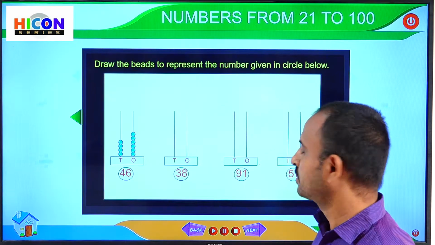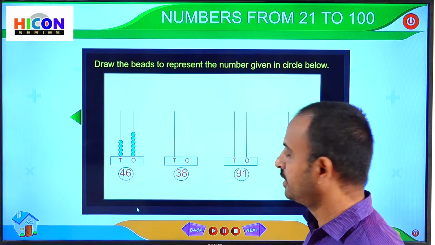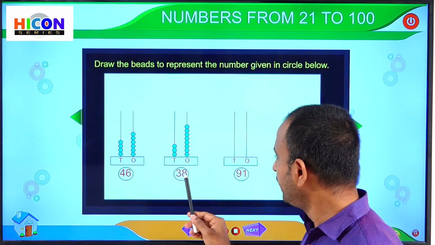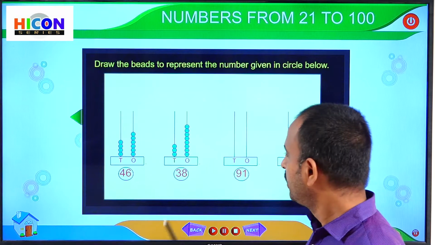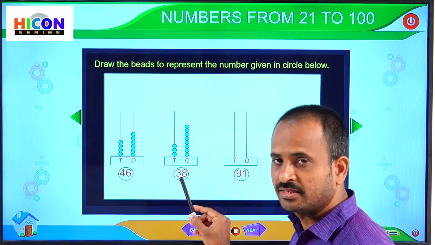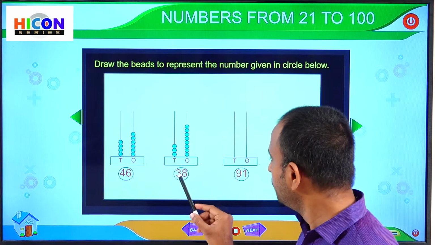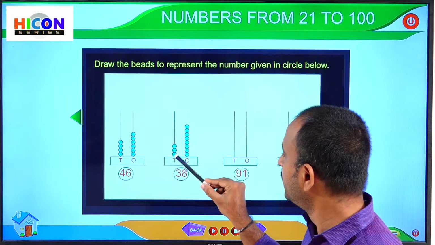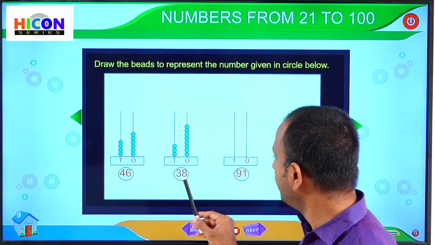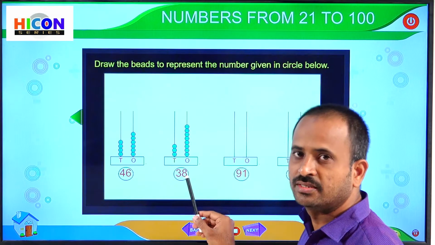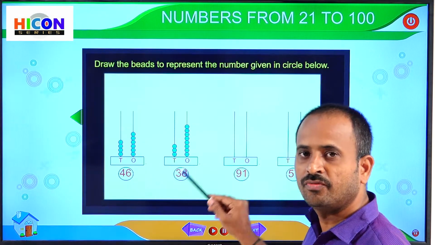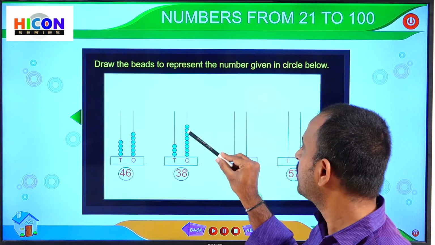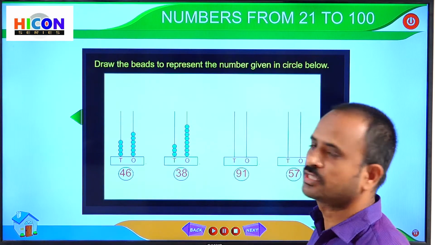See the next two problems. What is the second number here? 38. Here 3 is present in tens place, 8 is present in ones place. So how many tens are there? 3 tens. That means we have to draw 3 beads on the tens spike. So 1, 2, 3. There are 3 beads on the tens spike. And how many ones are there? There are 8 ones. And draw 8 beads on the ones spike. So draw 8 beads, 1, 2, 3, 4, 5, 6, 7, 8. So 8 beads are drawn on the ones spike.